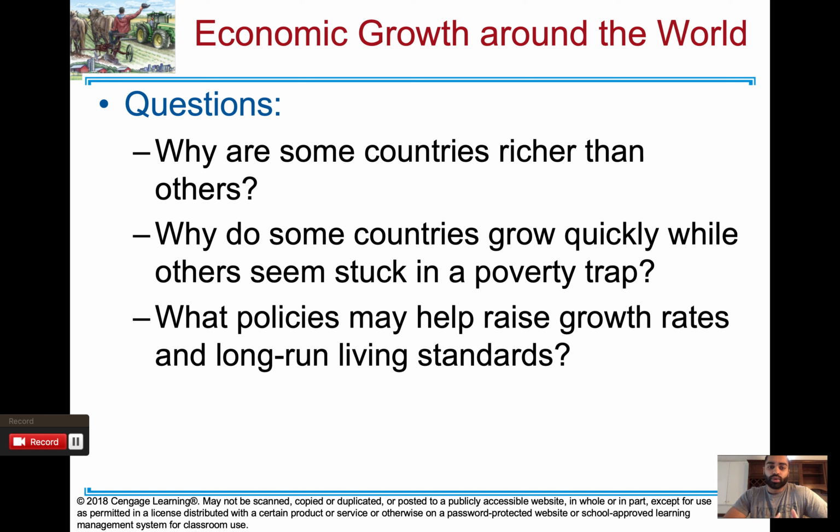Now, why do some countries grow quickly while others seem to be stuck in a poverty trap? This is going back to allocation of resources. Some countries aren't as efficient. They might be dealing with corruption. They might be dealing with a war or some type of conflict in the area. So there are a lot of things that hinder growth. If you were in charge of a country, you would not want to be stuck in this trap. A lot of countries are in this, for example, Venezuela, Syria, Iran. All these countries have dealt with corruption, conflicts, crime rates. All this stuff plays a huge role in economic growth.